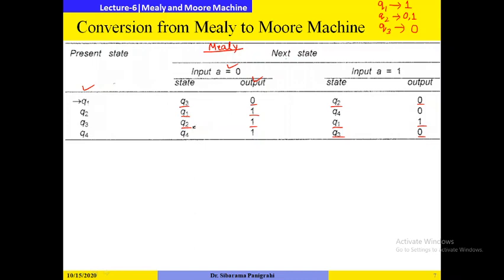Now let us go for Q4. So here you see Q4 producing output as 1. Here you see Q4 producing output as 0. So Q4 sometimes produces output 0 and sometimes produces output 1.